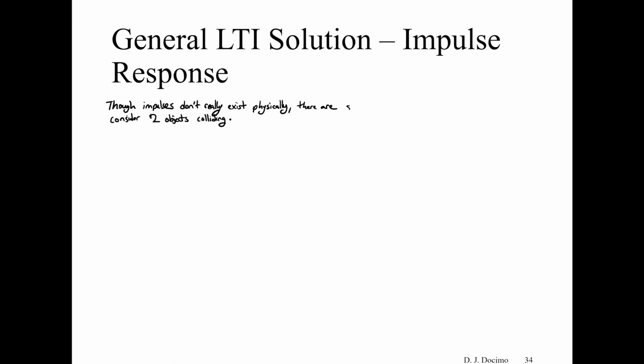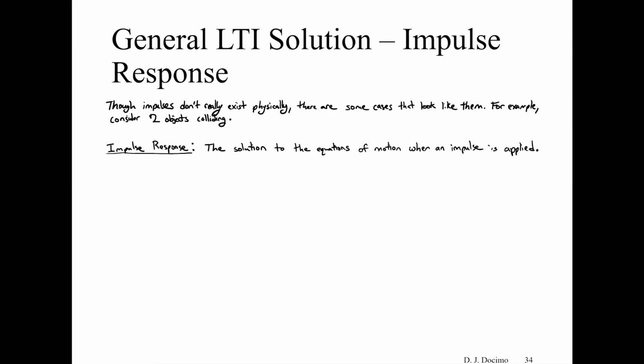Impulses don't really exist physically, but some cases look like them. So for example, if two objects collide together and they bounce off of each other or they change each other's velocities, that kind of looks like an impulse physically in the world. Now, an impulse response is the solution to the equations of motion when an impulse is applied.